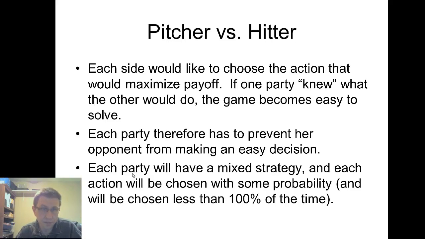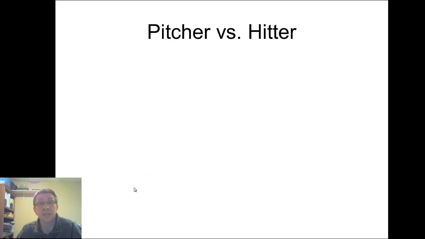In order to prevent the opponent from making an easy decision, the pitcher is going to have to throw a fastball some of the time and a curveball some of the time. But the hitter is also going to have to plan for a fastball some of the time and plan for the curveball some of the time, because if he or she always plans for just one pitch, the hitter will be easily exploited as well. So each party will have a mixed strategy. Each action will be chosen with some probability and will be chosen less than 100% of the time in this particular game.